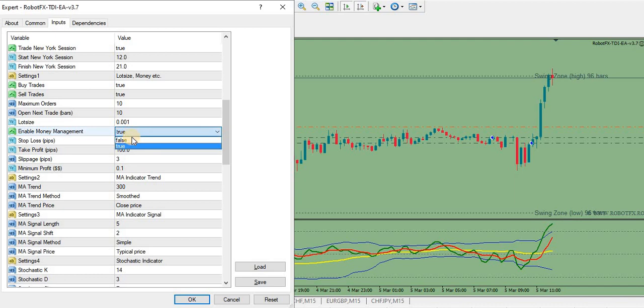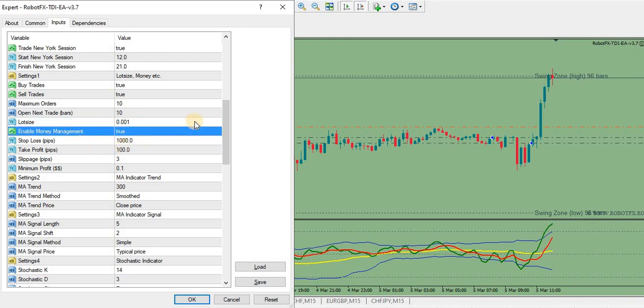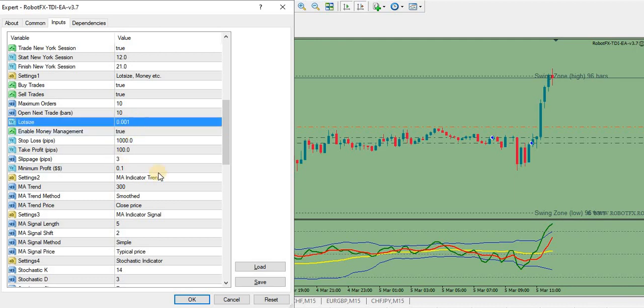However, if you disable the money management, then the expert advisor will use a fixed lot size as displayed in the lot size section. So just remember, if it's true, the lot size is percentage. If it's false, the lot size is fixed.